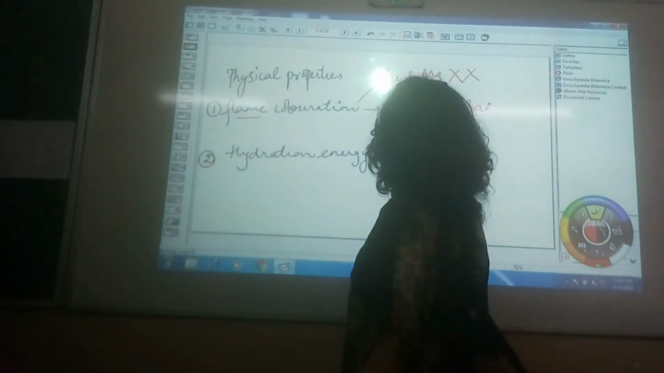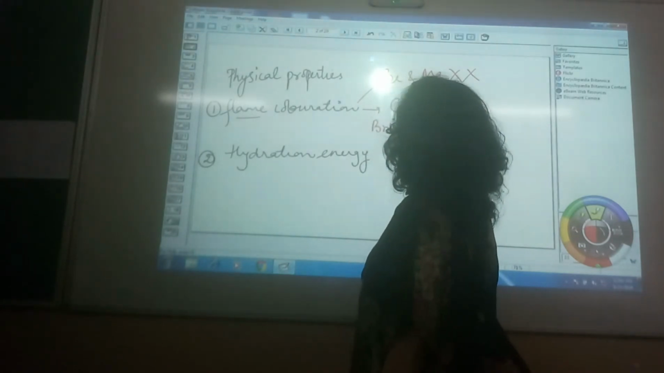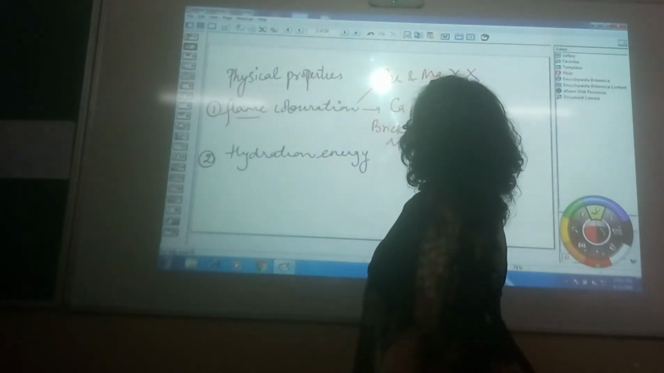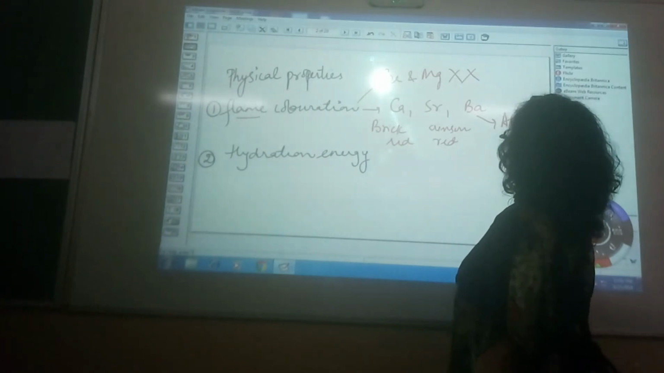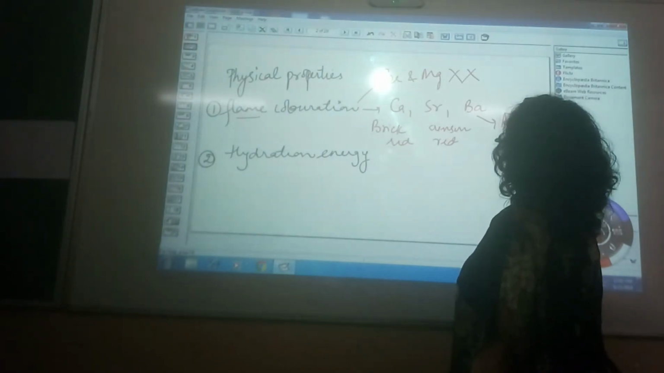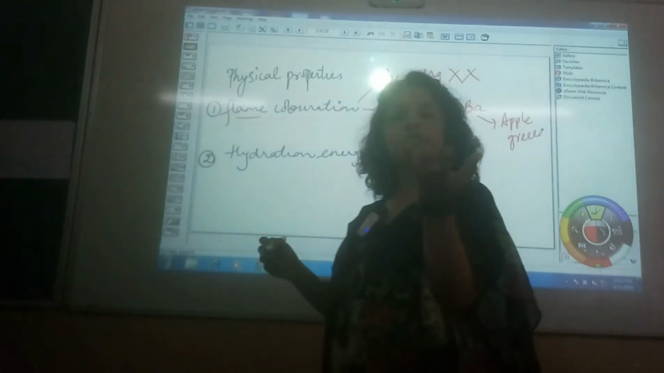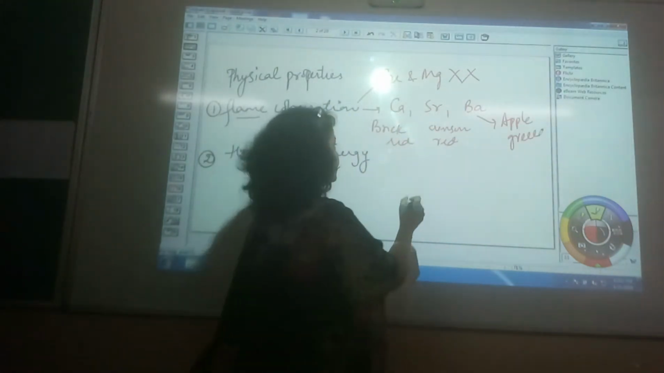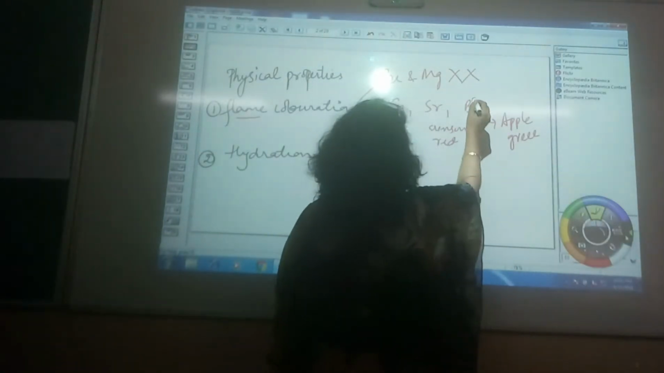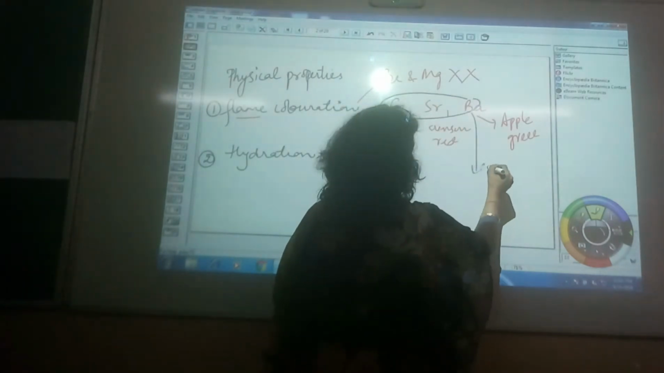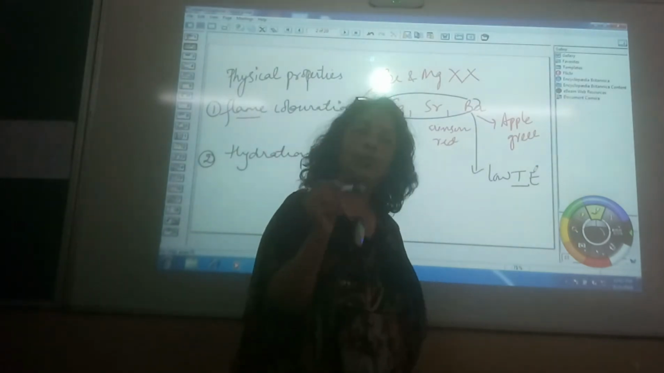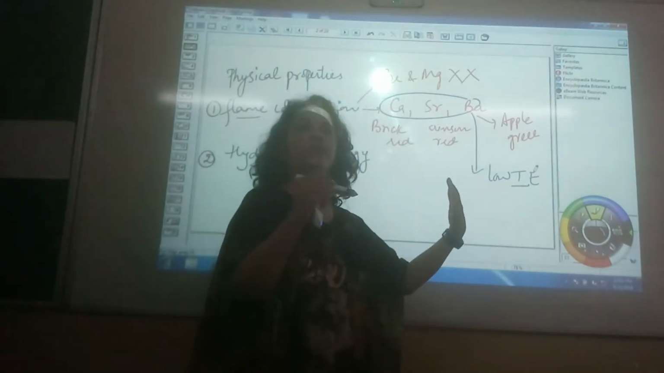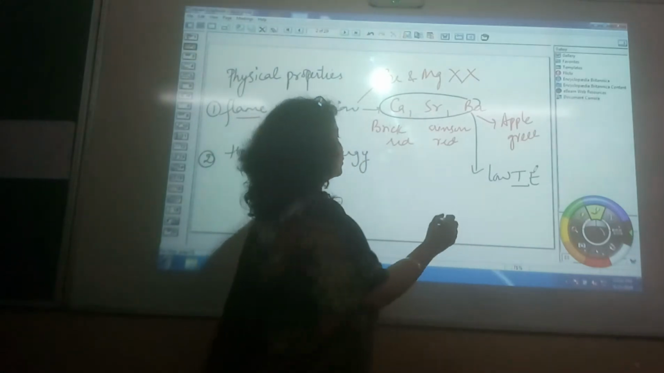Calcium shows a brick red coloration, while strontium shows crimson red and barium shows an apple green color of flame. Which means, when you introduce these salts into the flame, these elements have a low ionization energy. It is this low ionization energy which causes their outermost electron to be excited due to the flame.